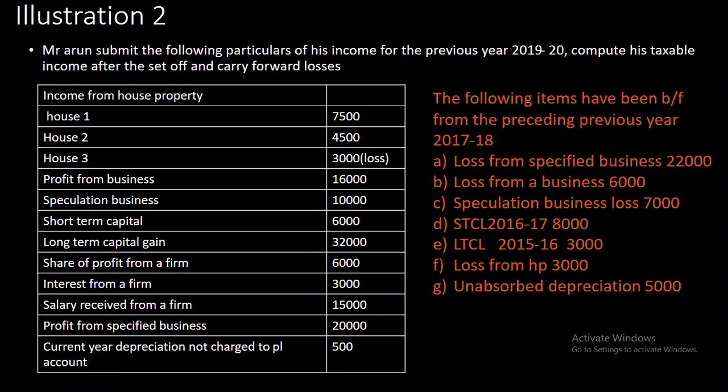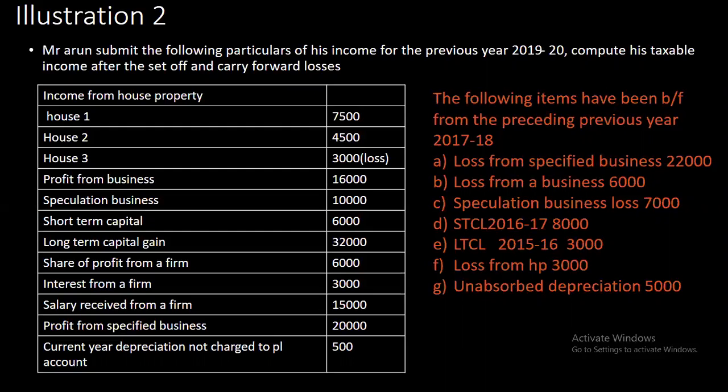Mr. Arun submits the following particulars of income for the previous year 2019 to 20. Compute his total taxable income after set off and carry forward of losses. In the following, there is no income from salary. So just go straight to the income from house property.